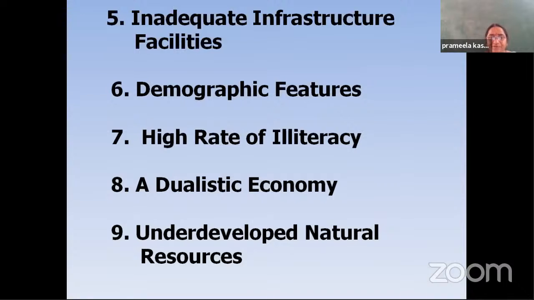Next, the seventh point, high rate of illiteracy. The literacy rate is very low in most of the developing economies. Because they suffer from illiteracy, they are unable to increase their skills and efficiency, which may lead to underutilization and underdevelopment of those economies. We find a high rate of illiteracy because the population is high and they are living in poverty conditions. Because of that, they are unable to educate themselves, so most of the people remain in illiteracy.